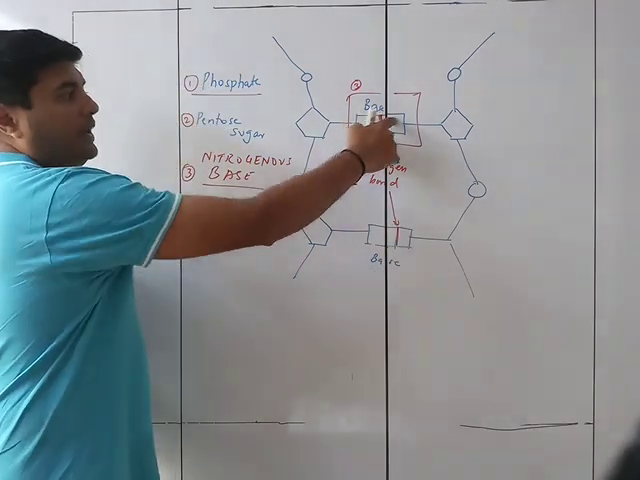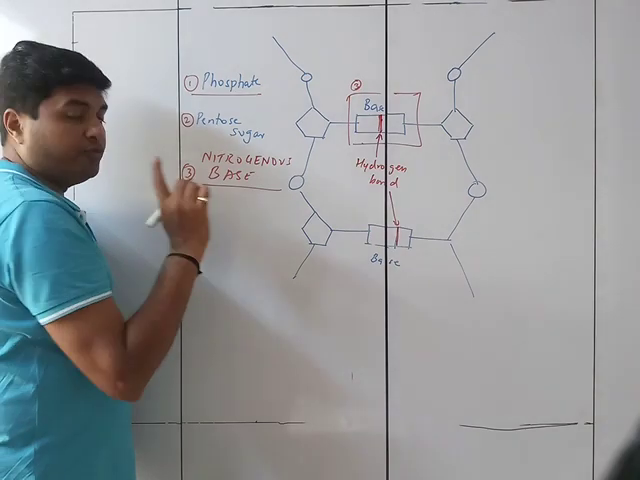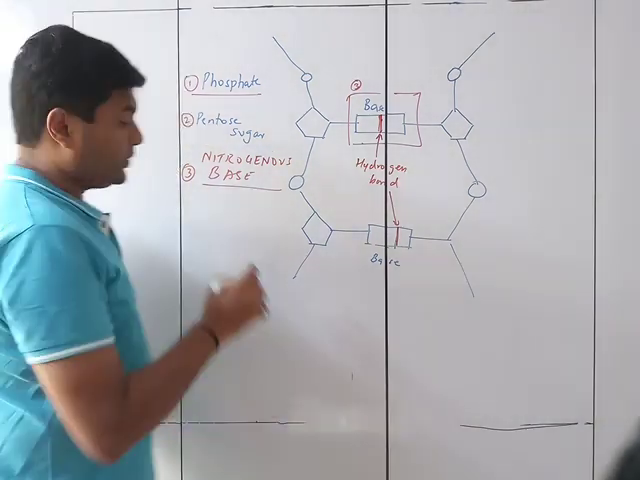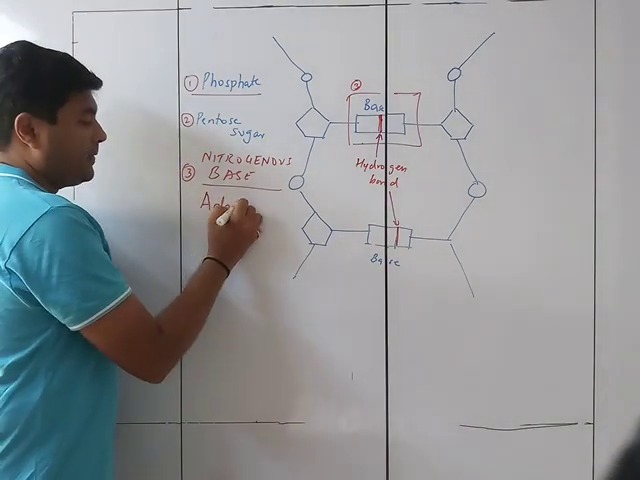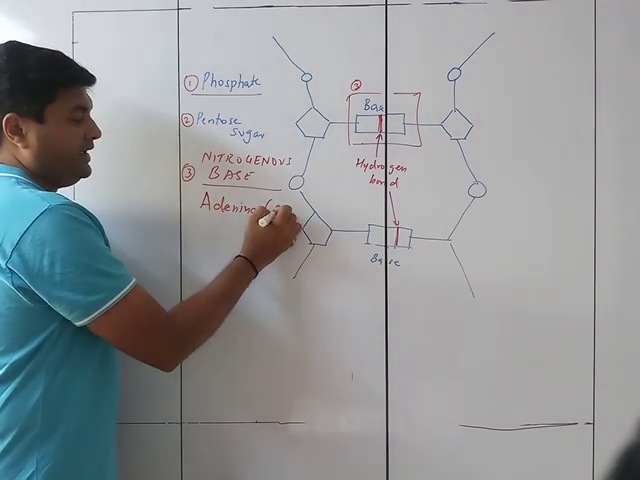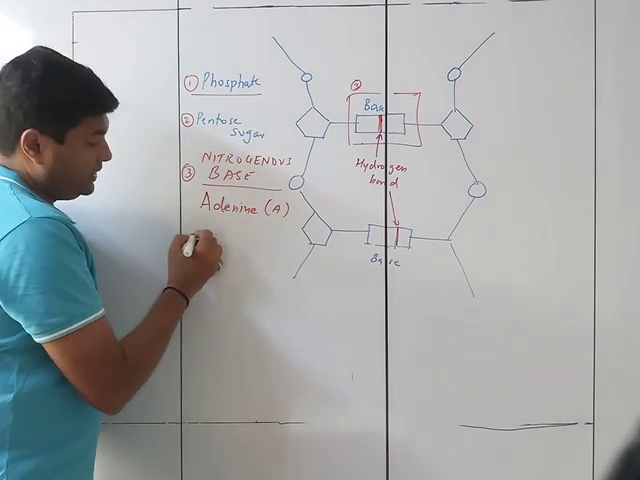And over here can be 4 kinds of bases. The 4 kinds are adenine, given as A. The next is guanine.